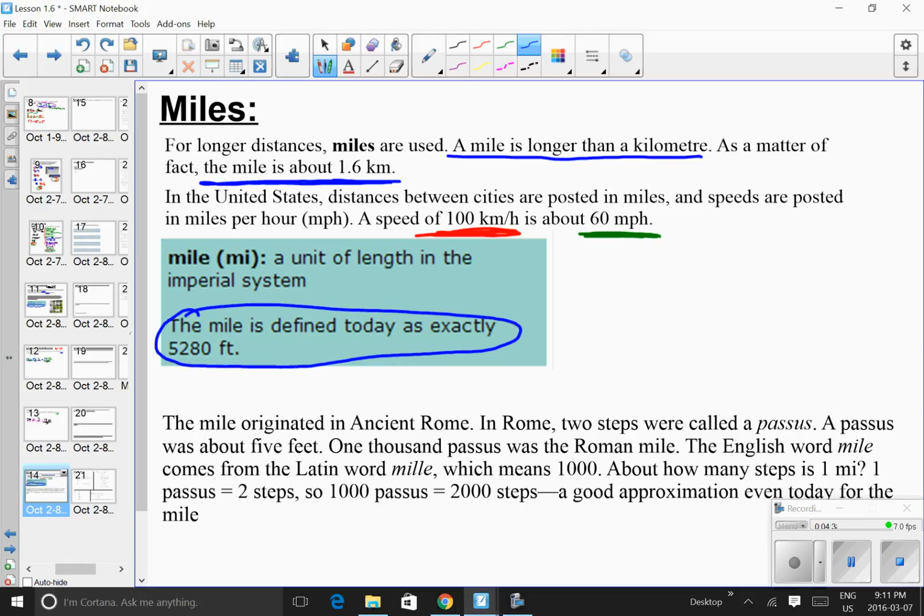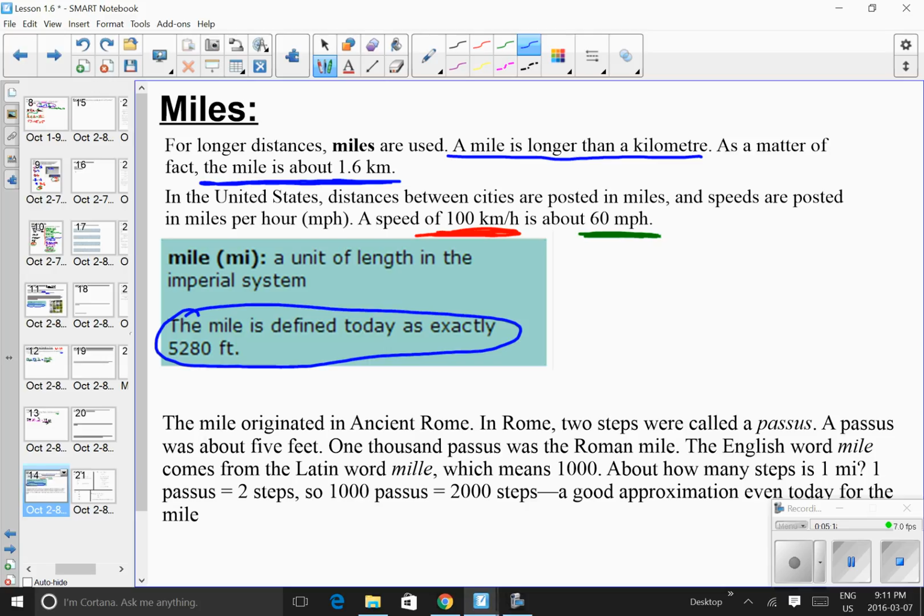Now, the word mile originated in ancient Rome. In Rome, 2 steps were called a passus. A passus was about 5 feet. 1,000 passus was the Roman mile. In English, the word mile comes from the Latin word mille. I said that with a French accent. Anyway, which means 1,000. So how many steps in a mile? The passus was 2 steps. So 1,000 passus would be 2,000 steps, which is still a pretty good approximation today. Right, so 2,000 good sized steps would be about 1 mile.